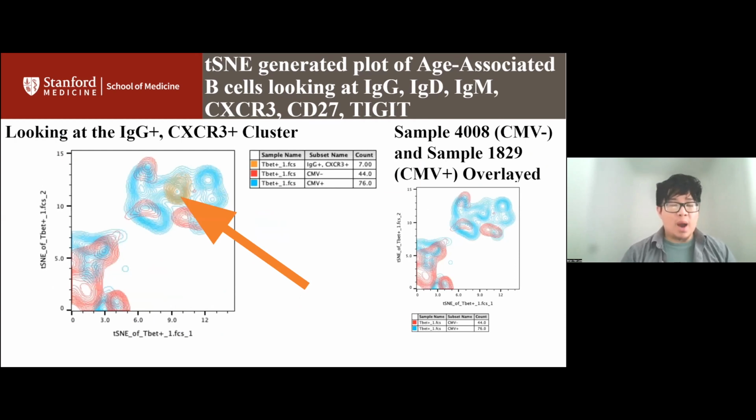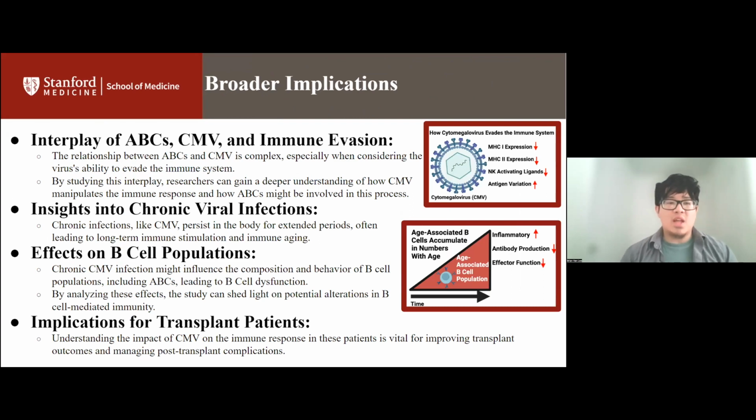We want to see populations of age-associated B cells that consistently appear in one type of population over the other, and that allows us to investigate further what the overall function of those age-associated B cells is, and what the age-associated B cell population looks like in CMV positive compared to CMV negative. So the broader implication is we want to see the interplay between these B cells, CMV, and immune evasion, right? Knowing that it's quite complex, considering the virus's ability to dodge the immune system.